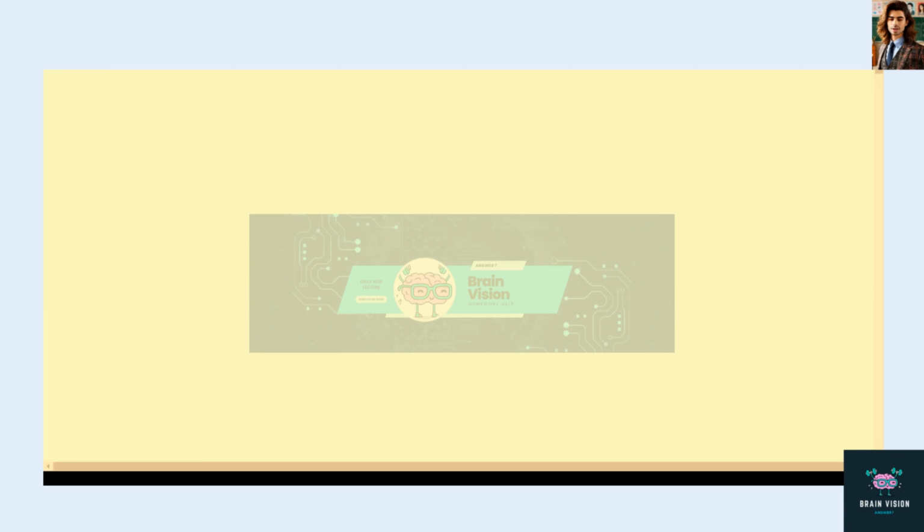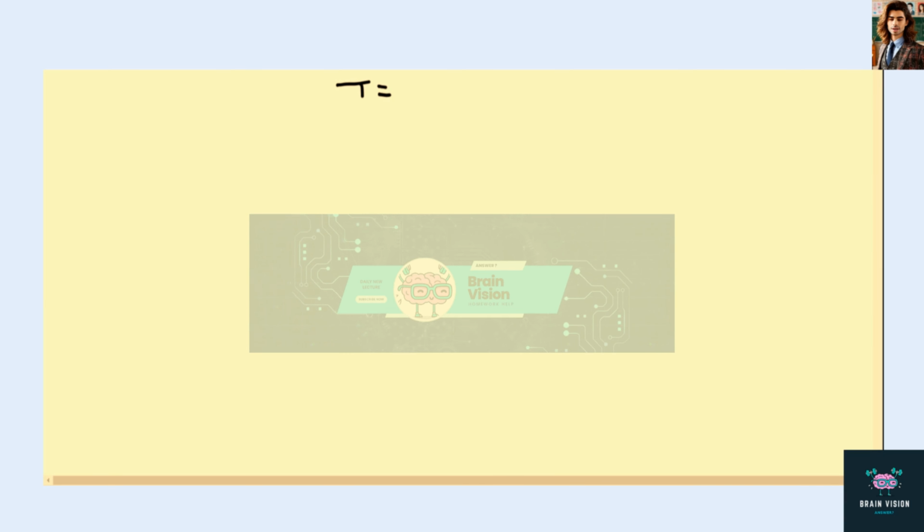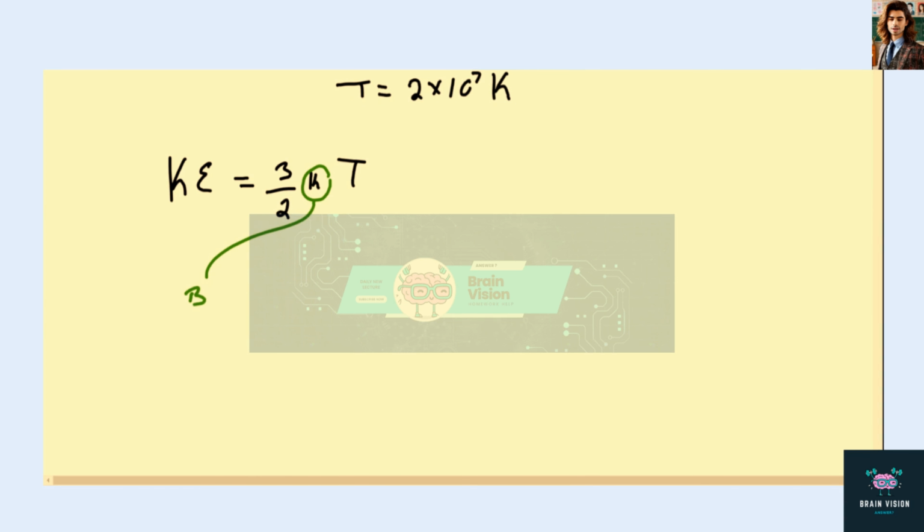Hi everybody, so we want to know the kinetic energy of protons at the center of a star and we're given a temperature of T equals 2 times 10 to the 7th Kelvin, and we can use the kinetic energy formula that uses temperature, and that's going to be 3/2 times K, and that's the Boltzmann constant, indeed, and I can write that here, that this is the Boltzmann constant.